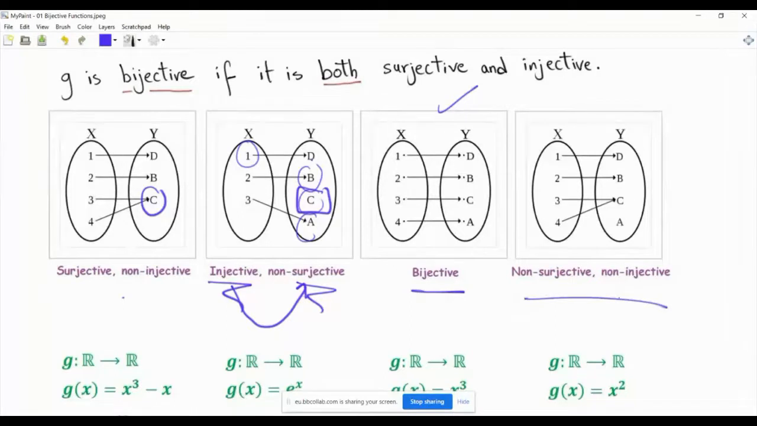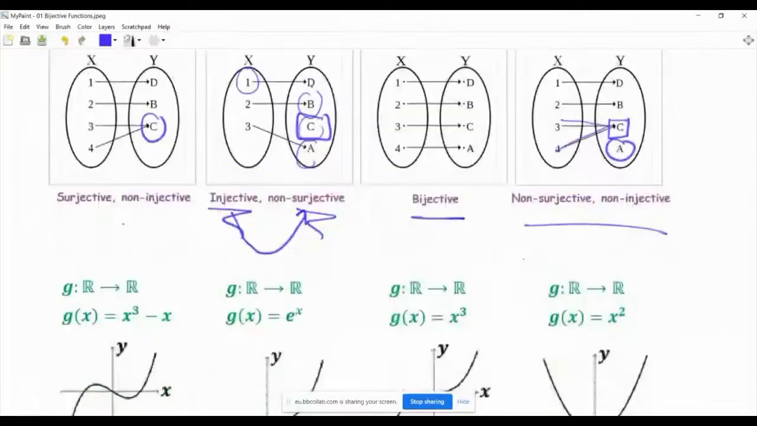And there are so many functions that are neither surjective nor injective. So this function that you find here is not surjective. Why? Because A is not associated with any element in x. And it is not injective. Why? Because C is associated with two elements in x, 3 and 4. So it is not injective and it is not surjective.